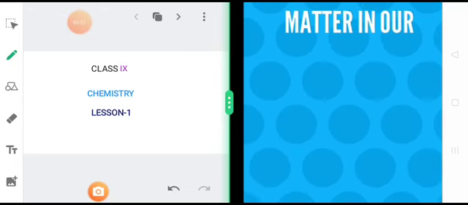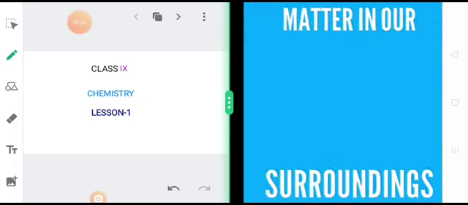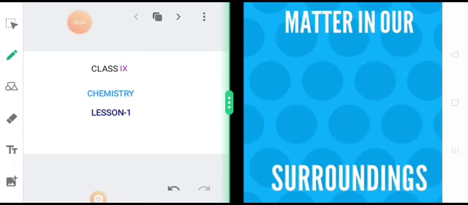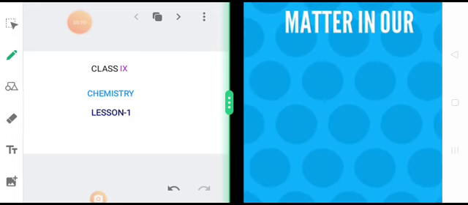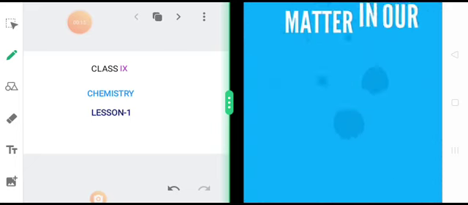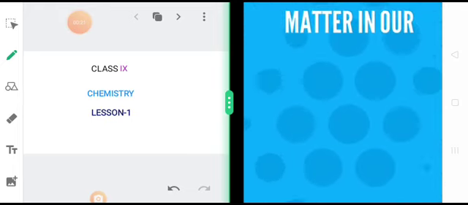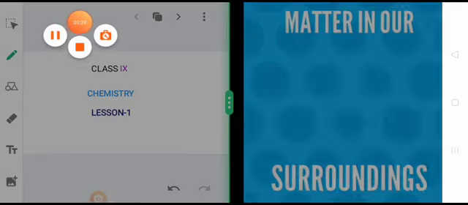Students, today we will discuss the first chapter in the syllabus of class 9 chemistry. The name of the chapter is Matter in Our Surroundings. Now, before we discuss the basic concepts in this chapter, like what is matter, what are the different forms of matter, let me show you a basic concept map that will help you to understand what we will be studying next.